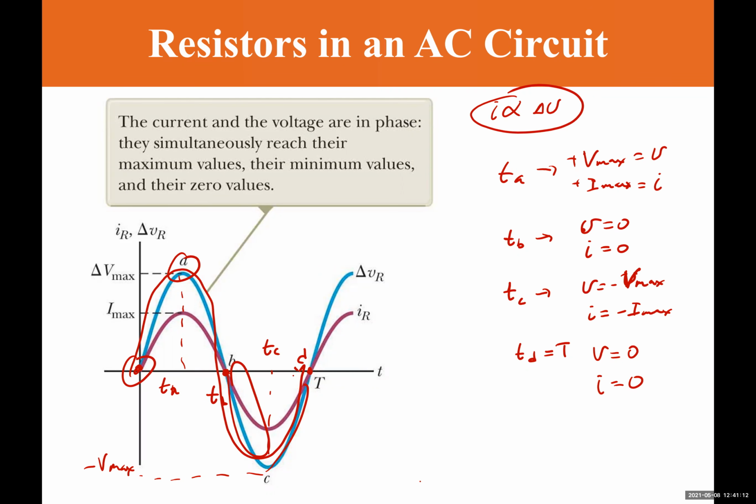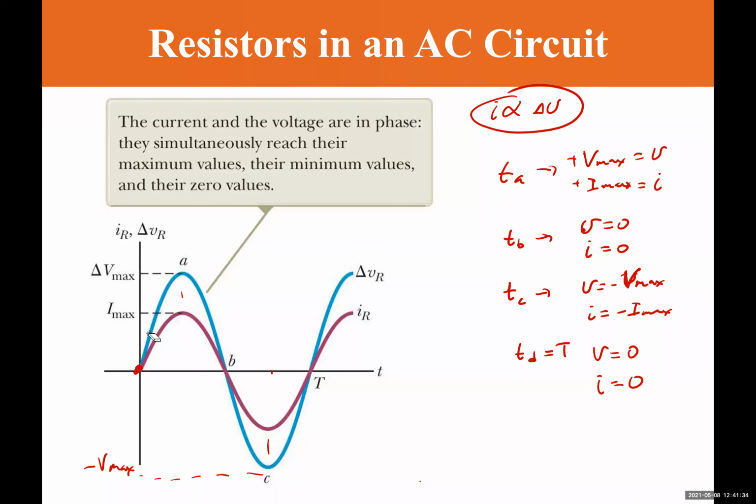And both of them, you can see, give you a sinusoidal. That means it's not like one is sine and the other one cosine. One of the things we're going to see is that specifically for the resistor, current and voltage are in sync. That means they are in phase.